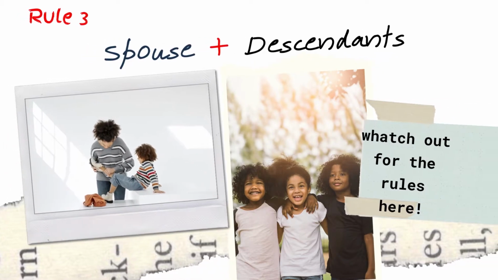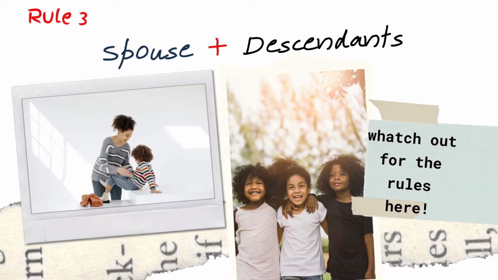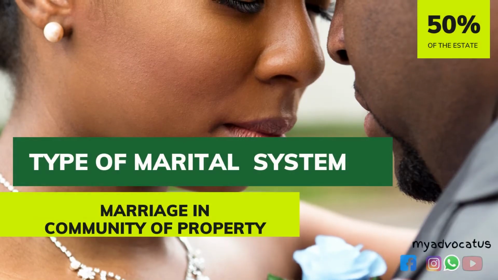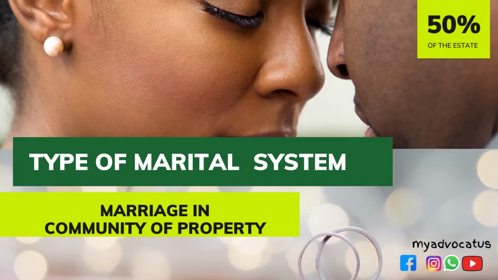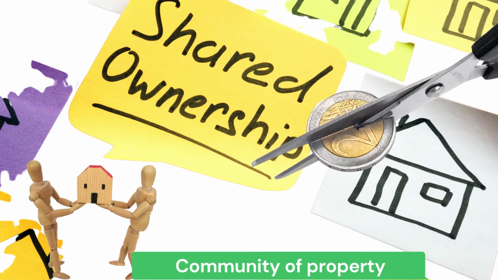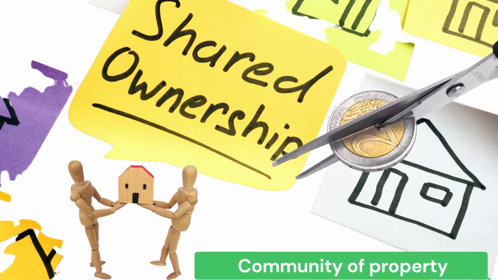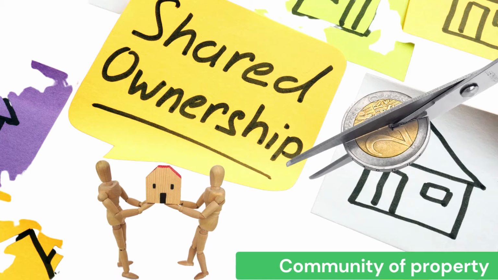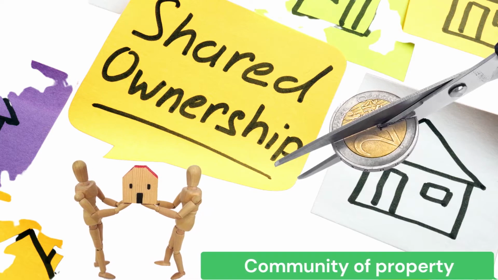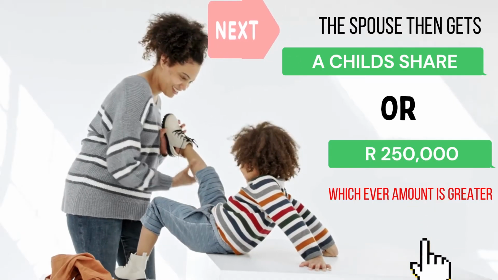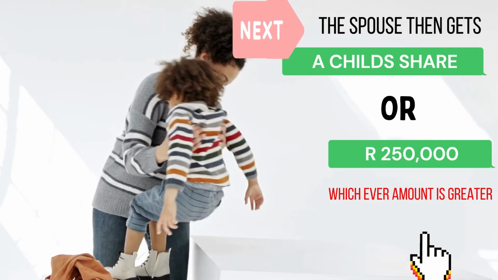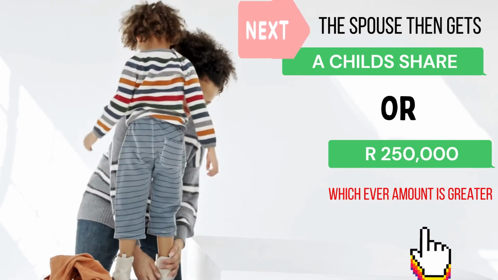Rule number 3. If you are survived by a combination of your spouse plus descendants, the following rules apply. Number 1. If you and your spouse were married in community of property, your spouse will first receive half of the estate. This rule applies by virtue of your marriage being in community of property. In terms of such marriages, a spouse is entitled to half of the joint estate at the time of the dissolution of the marriage. From the remaining half, your spouse is entitled to what is called a child's share, or an amount of 250,000 rands, whichever amount is greater.